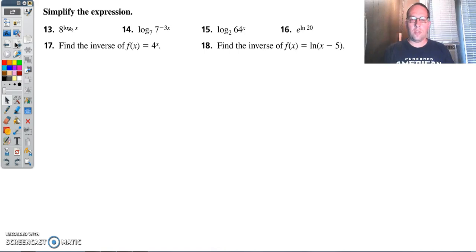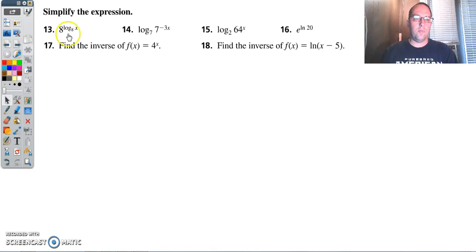Okay, so what I want you to do is solve these questions right here. All right, simplify the expressions, last two, find the inverses. So pause the video, work this out, and then come back and check your work. All right, let's see how you did.